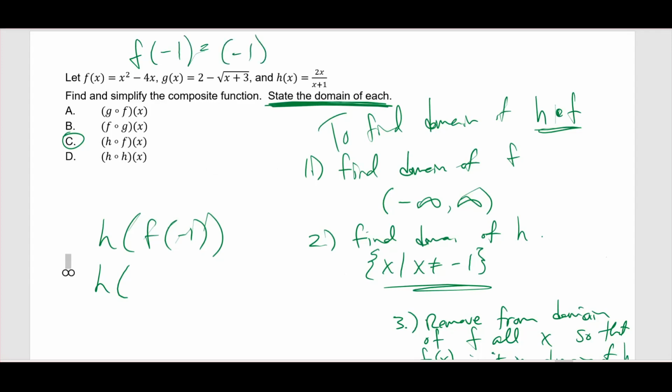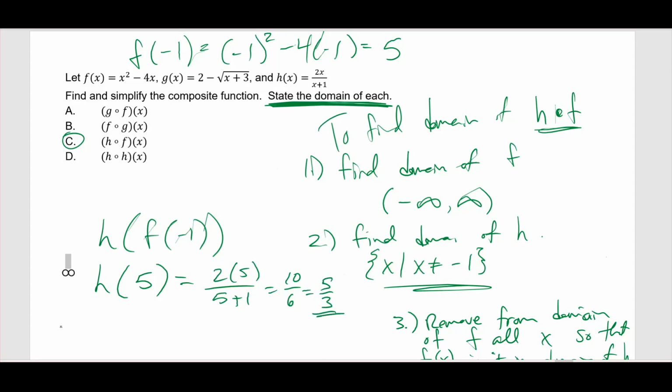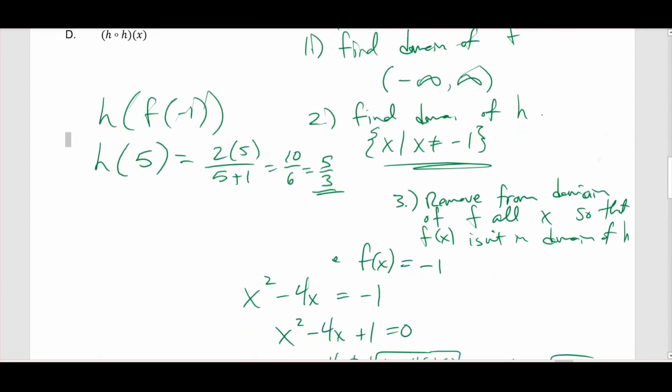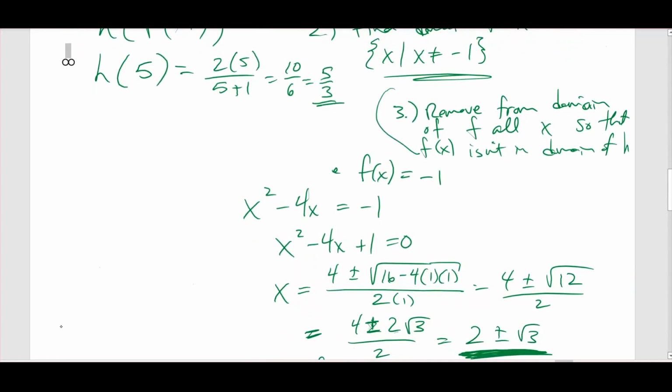So we've got -1 squared minus 4 times -1. So this is 1 plus 4, which is 5, so h of 5. And h of 5 would be 2 times 5 over 5 plus 1, so that's 10 over 6, which is 5 over 3. So -1 is in the domain of the composition. It certainly isn't in the domain of just the function h, but it is in the composition domain. Now, hopefully that cleared up what we were doing in this step.